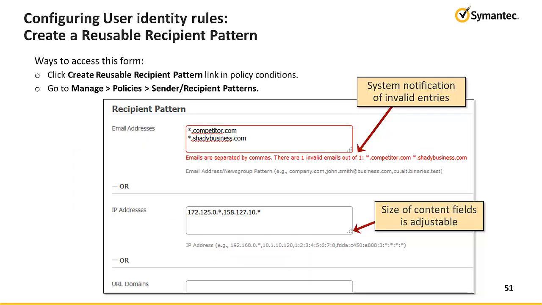If no reusable sender or recipient patterns exist yet, you can either click the Create Reusable Pattern link to the right of the Reusable Pattern drop-down list, or you can go to Manage, Policies, Sender Recipient Patterns, click Add, and then select the type of reusable pattern you want to create. Next, enter the information needed to complete the reusable pattern configuration. The system will notify you if the entries are valid or not. Note that the content fields are adjustable by dragging the lower right corner of the content window. Click Save when the configuration is complete.